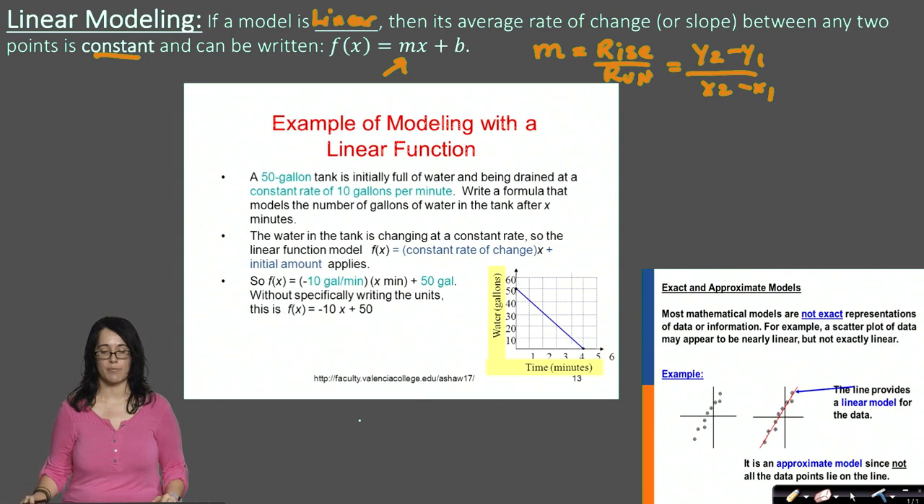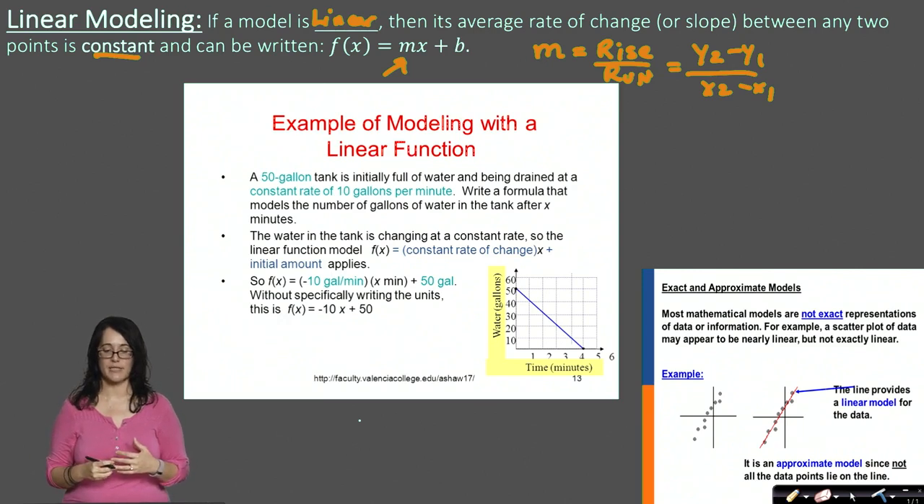So let's give an example from real life as to when we might have a linear model. Here in my blurb in the middle, we see that we're talking about a 50-gallon tank, which is initially full of water. But it's being drained at the bottom of the tank, maybe there's a hole, and it's being drained at a constant rate of 10 gallons per minute. So every 1 minute, there are 10 gallons fewer. 1 minute goes by, now we only have 40 gallons. 2 minutes go by, now we only have 30 gallons. So it's decreasing at a constant fixed rate.